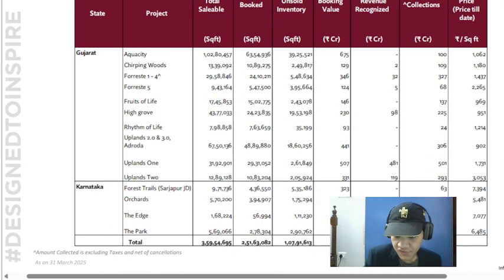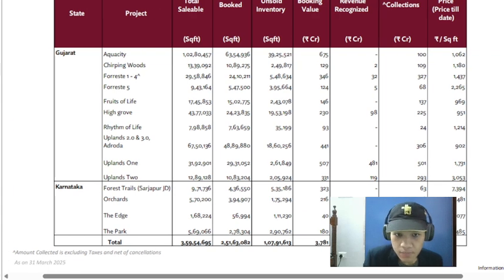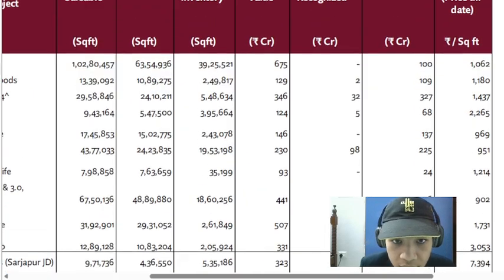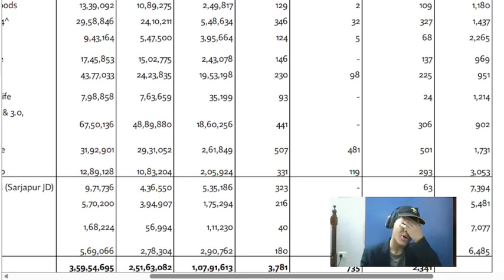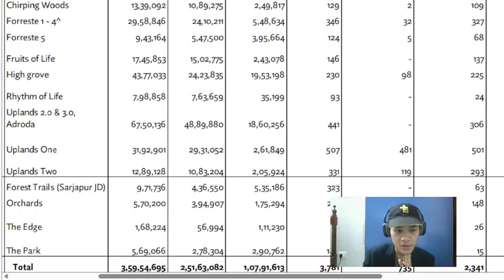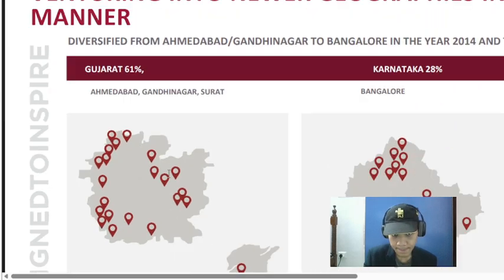These are some of its projects ongoing. And in the projects ongoing section, if we just zoom in a bit, in the collection section, more seems to be coming from Gujarat. A lot of projects going on in Gujarat, some going on in Karnataka. Again, three states. So moving on, page 30 of the investor presentation, we have this.